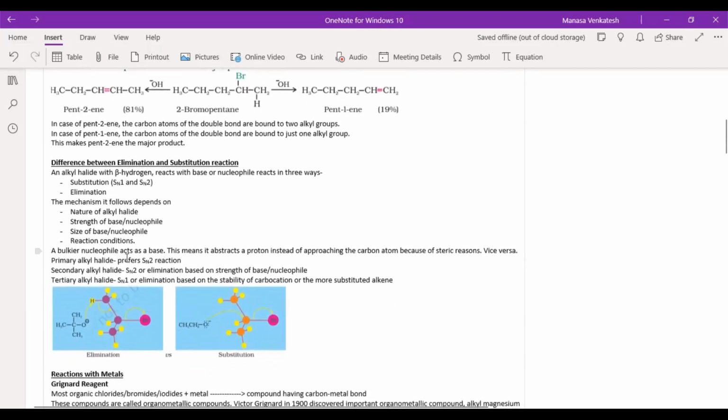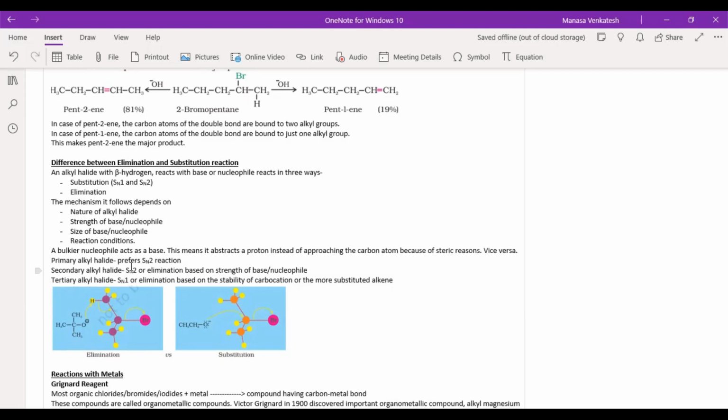Now, when you have a bulkier nucleophile, that will act as a base. If it acts as a base, it is going to pull the proton towards itself instead of going and attacking the carbon atom. Because it is pulling out the hydrogen atom, it is going to follow the elimination procedure. This is because of steric reasons: it can't go in and attack the carbon atom, so it prefers just extracting the proton.